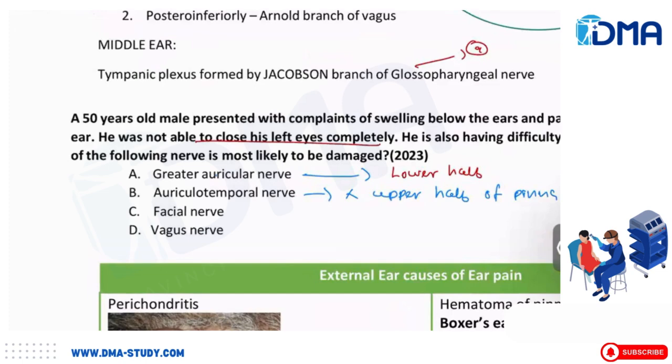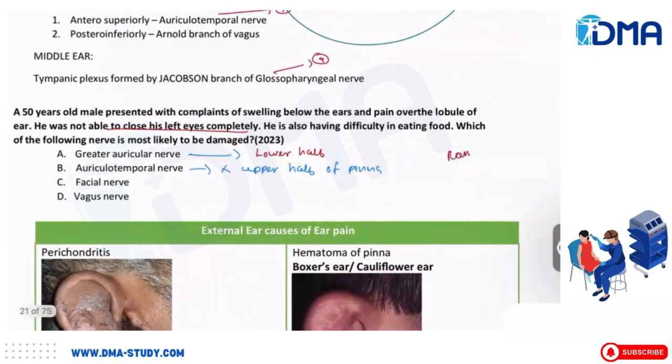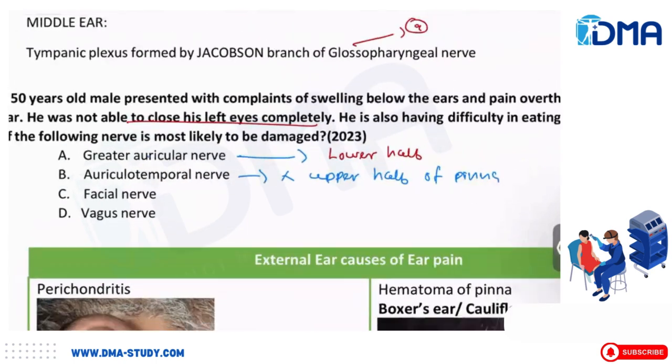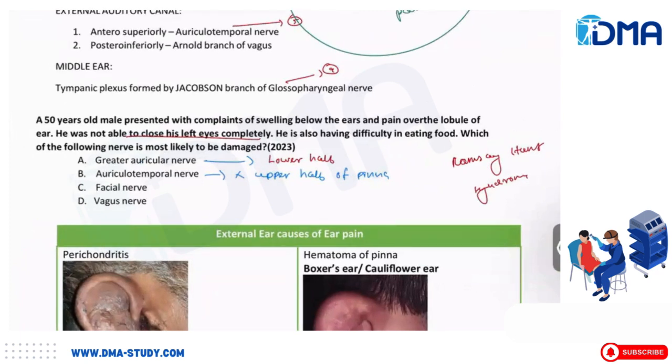You may ask me whether there will be a pain over the lobule. It could be pain over the lobule. This is actually a case of Ramsay-Hunt syndrome. Patient is having pain over the lobules, vesicles over the lobules. This is a case of Ramsay-Hunt syndrome where you could get facial palsy, vesicles over the pinna, severe ear pain. It is facial nerve involvement. Ramsay-Hunt syndrome is a facial nerve palsy. They have not mentioned it as Ramsay-Hunt syndrome. It has an indirect history part.